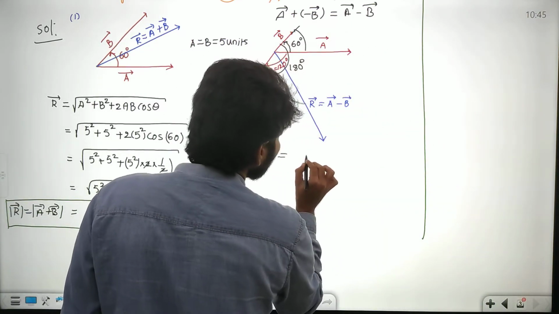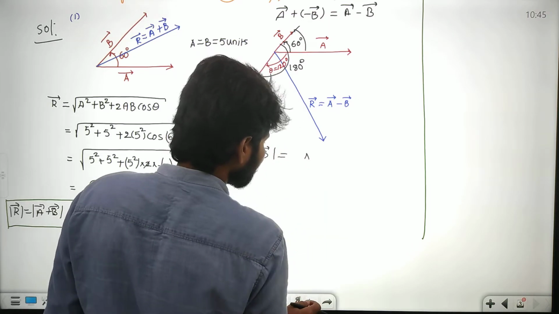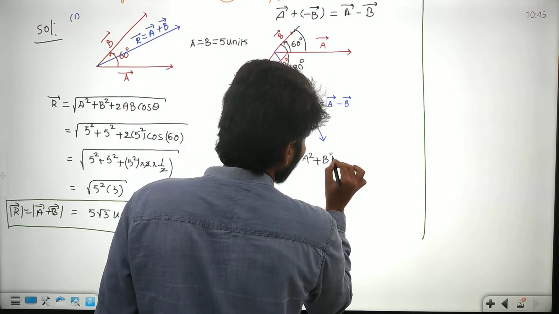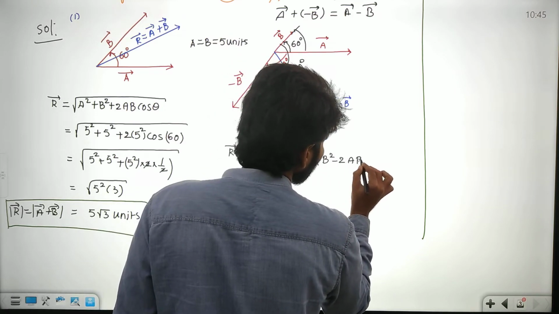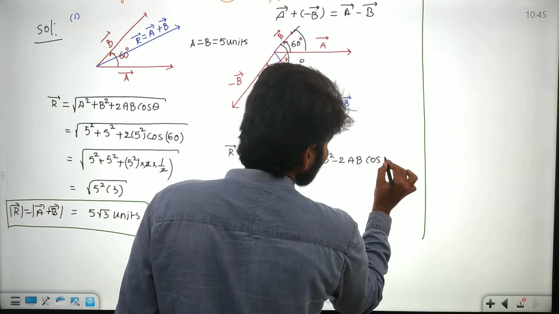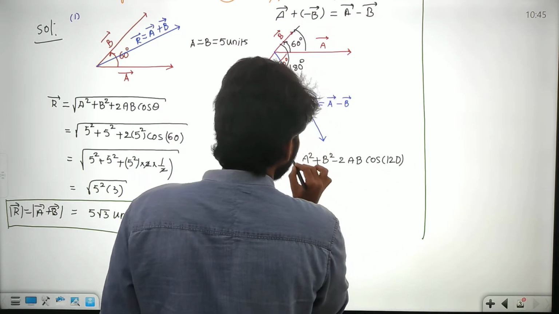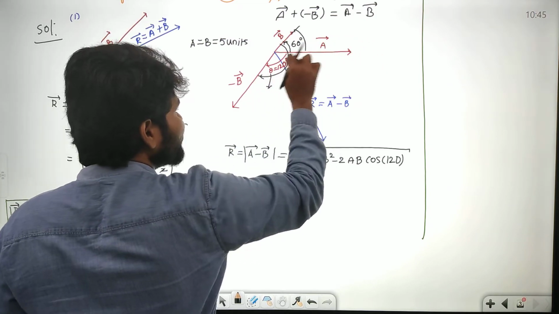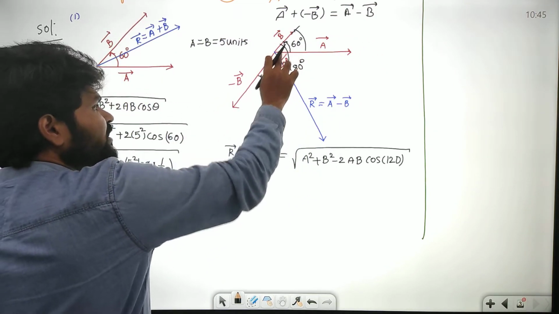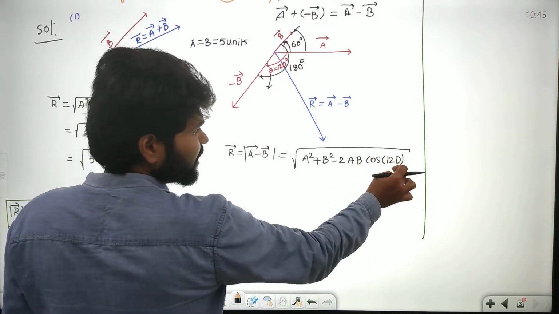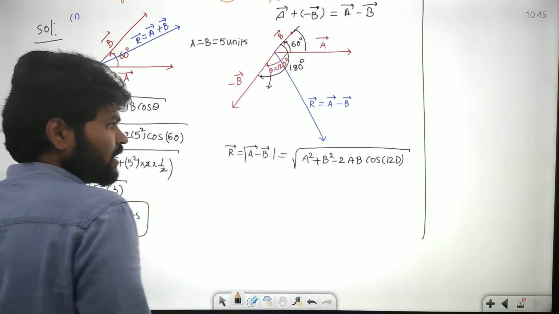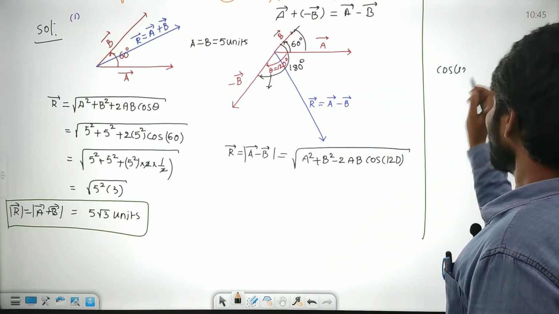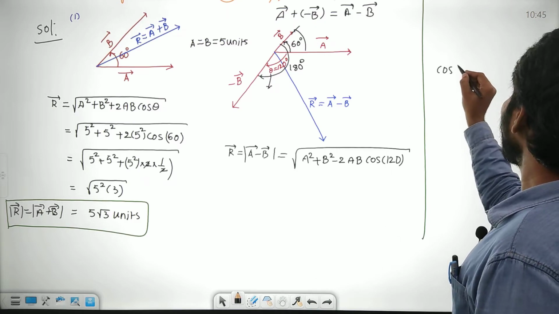So that's like A square plus B square minus 2AB cos 120. Why 120? Because the angle between the A vector and minus B vector is 120 degrees. That's why in the place of theta, I took the 120 degrees. Let's come to the discussion: cos 120. What is the value of cos 120?